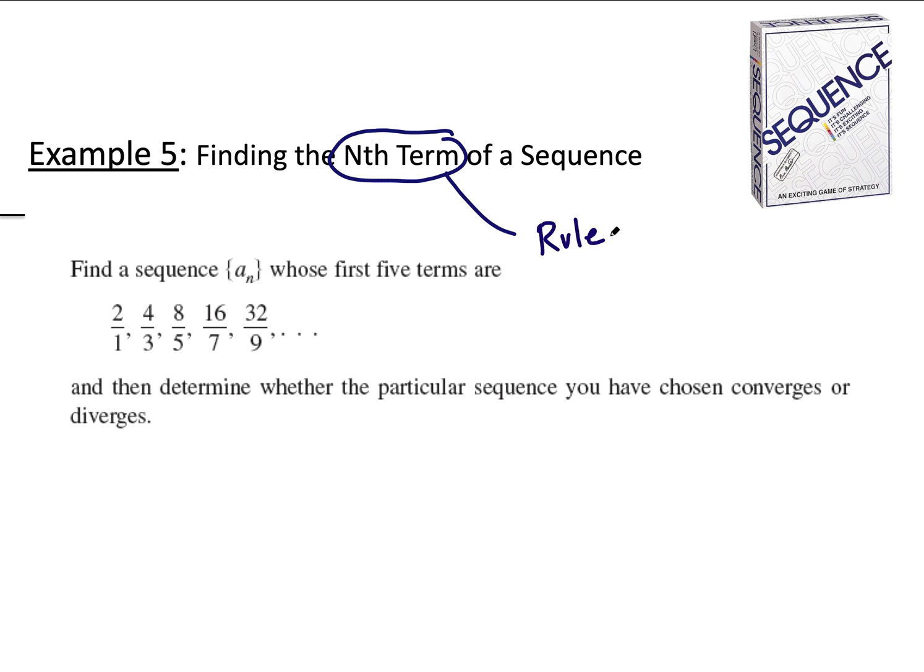So it kind of goes in reverse of what we did on Monday. On Monday, we were given a rule. We wrote the sequence. This is giving us the sequence. Can we write the rule?